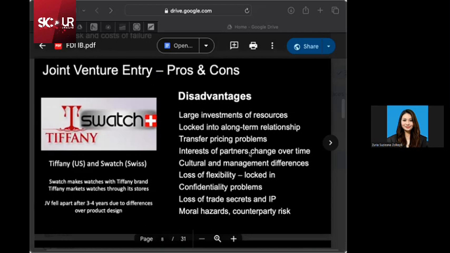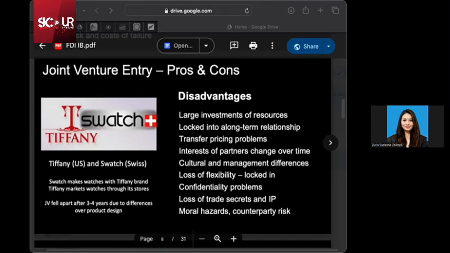And then the transfer pricing problem. The transfer may create a transfer pricing problem between the partners. And then the interests of partners may change over time. Maybe their objectives change, and it's quite difficult when you are partnered up and one party suddenly has a change of interest, so maybe it will affect your business as well. And then cultural and management differences. I think in international business, this is one of the common issues, challenges and concerns, the cultural and management differences, like what we have learned previously as well.